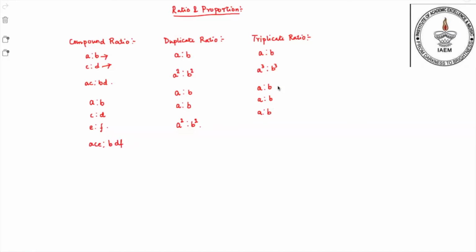If we have three equal ratios, then the compound ratio would be given as A cube is to B cube. Then we come to what we call sub-duplicate ratio.